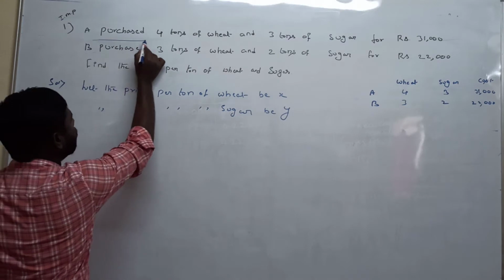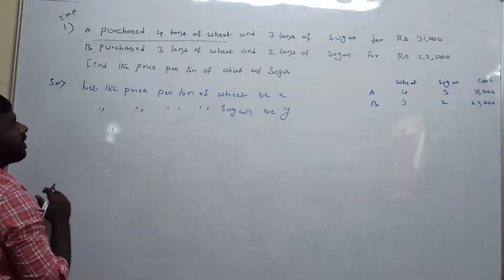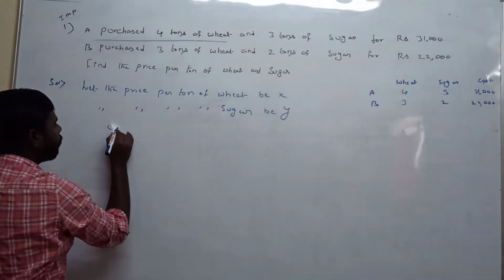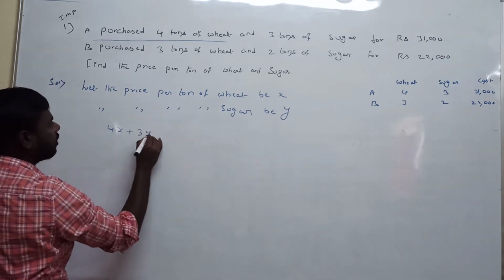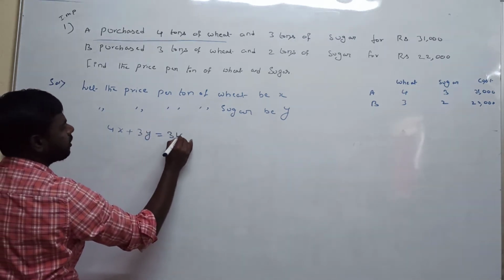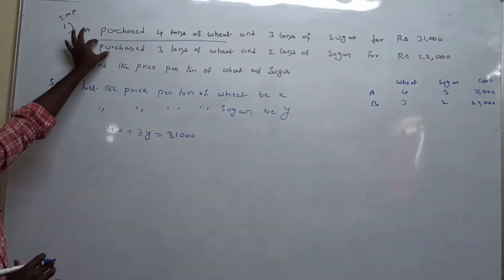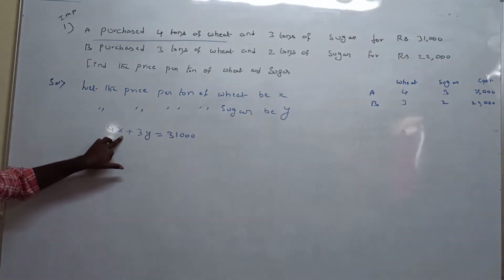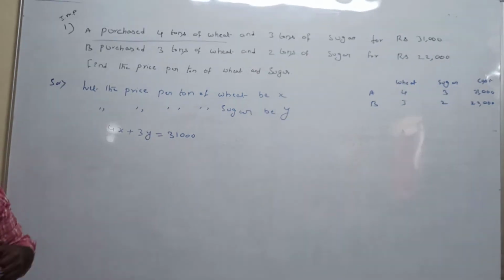A purchased 4 tons of wheat. Here the price of 1 ton of wheat we assume is X. 4 tons of wheat plus 3 tons of sugar is equal to the given total amount of 31,000. I will get this equation. Did you understand what they are giving? A purchased 4 tons of wheat. You don't know the price per ton of wheat, so you assume the price per ton of wheat is X. That's why 4 tons of wheat plus 3 tons of sugar is equal to 31,000.